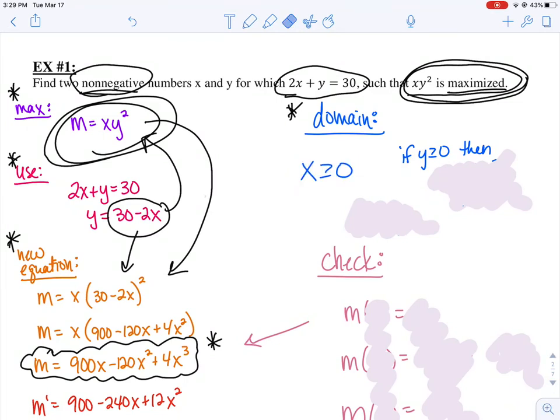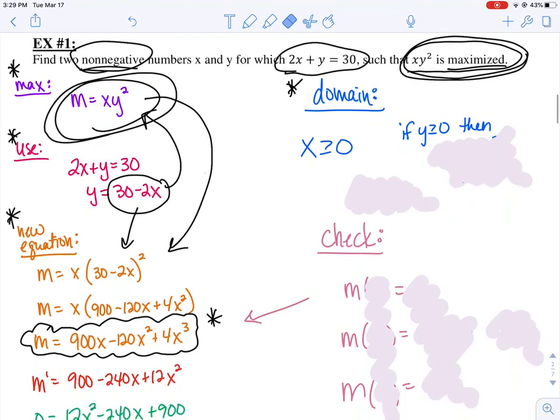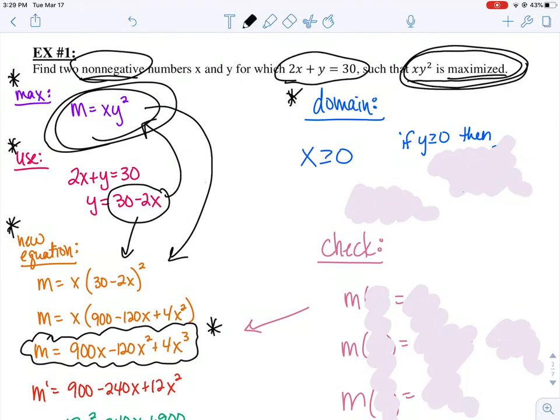And so at the most, x could be 0 or anything bigger than that. So can I say x has to be greater than or equal to 0? And so 0 is probably the lowest x could be, but what's the highest x could be?